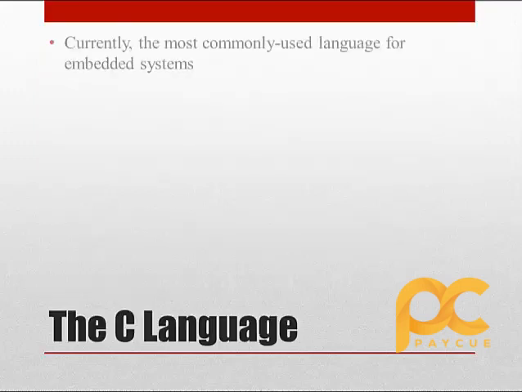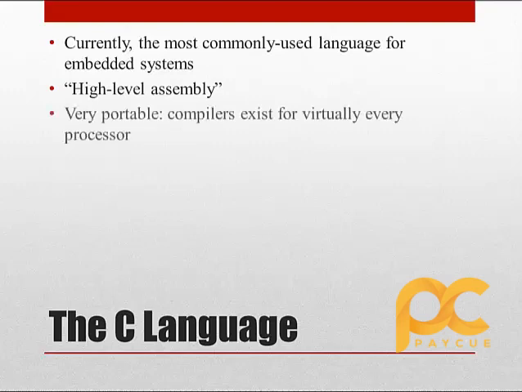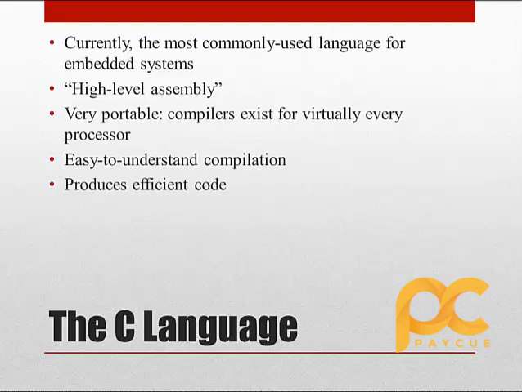The C language. It is currently the most used language for embedded systems. It is a high-level assembly language. C is very portable, and compilers exist for virtually every processor. C is very easy to understand and easy to compile. C produces efficient code. It is fairly concise.